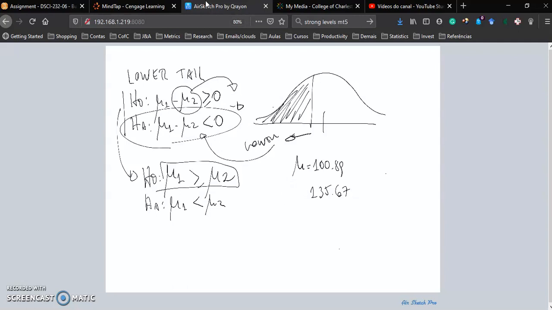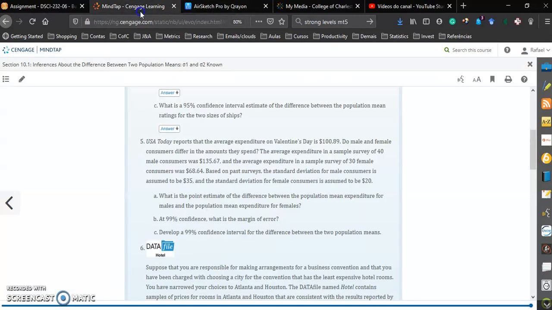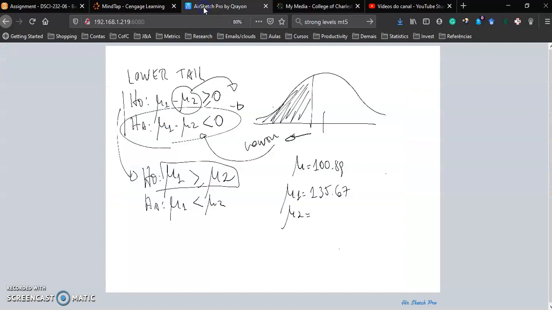So mu1, and mu2 is the mean for females. The average expenditure in a sample survey of 40 male consumers was 135.67. I took note, I know the sample size. And the average expenditure in a sample survey of 30 female consumers was 68.64. So if I go back here, I have 68.64. I have sample sizes 30 and 40.